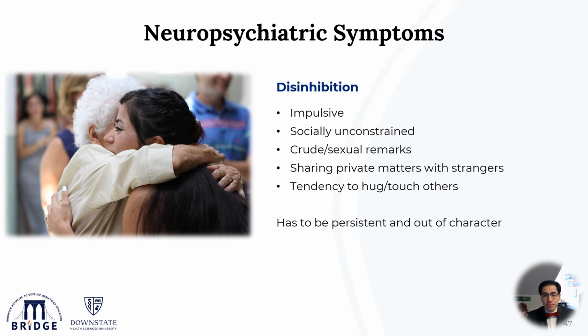Disinhibition, meaning that they become a little bit more impulsive than their baseline, socially unconstrained, again, compared to their character before the disease. They make some crude or sexual remarks to strangers, sharing very private matters with total strangers, and have a tendency to hug or touch others without permission.